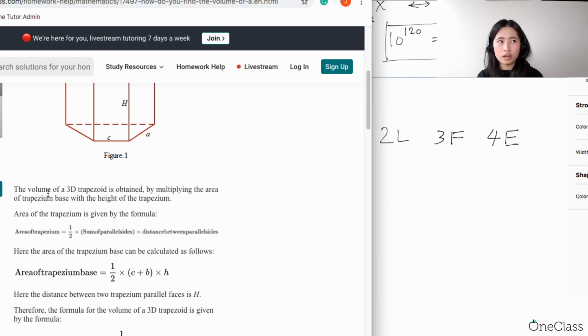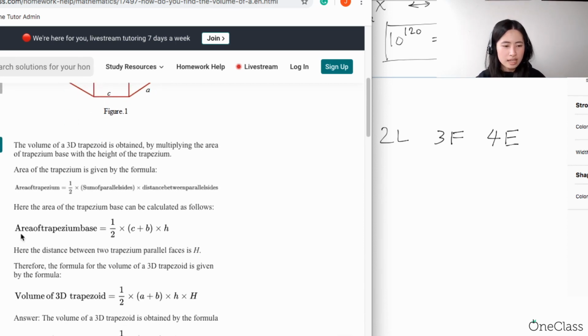And even for a rectangular prism, right? If you think about it, it's length times width. So that's the area of your base. And then you multiply that to the height, right? So same thing here. So as you can see, they're taking the area of the trapezium base.